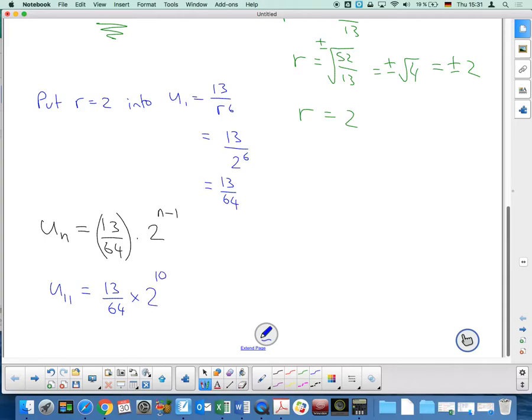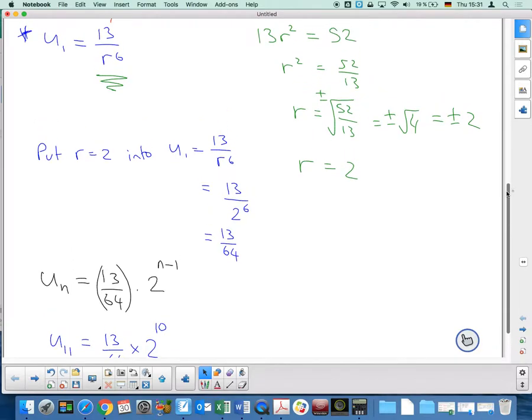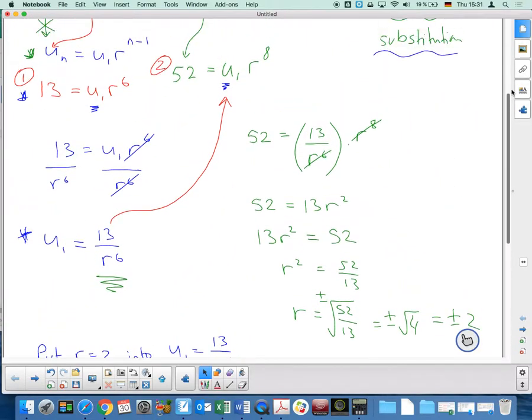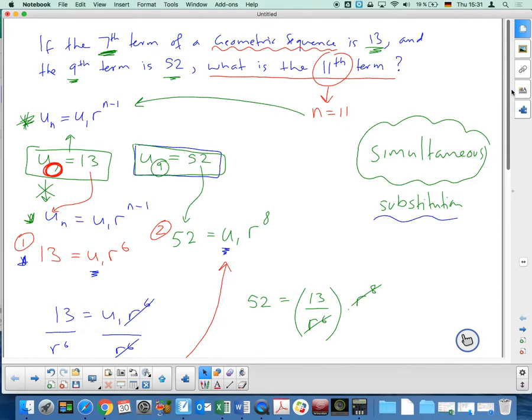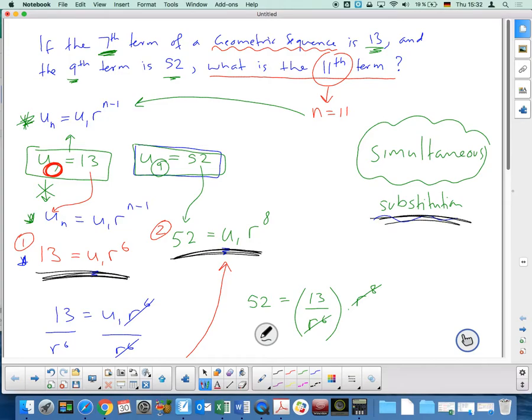2 to the power 10. Now looking at that, you'd probably want to use your GDC to get the answer, although I could work it out the long way. But you can get an answer, and that's simply how you get the term in that question. Now there is actually another way of doing it. This method that I've shown you here, and this is the key bit, by creating two equations and then solving simultaneously by substitution, works for every single problem in this category.